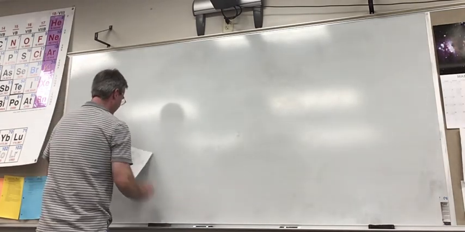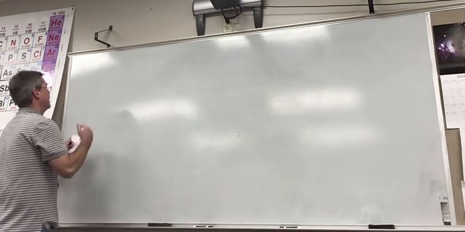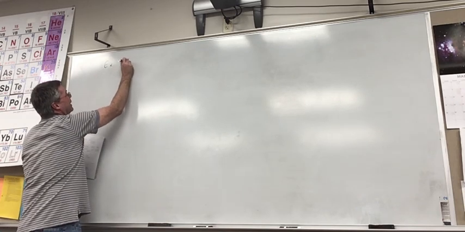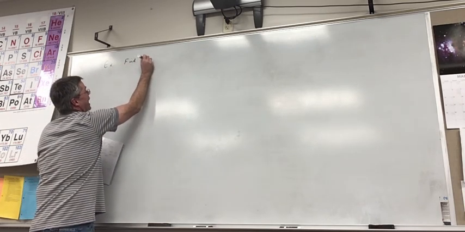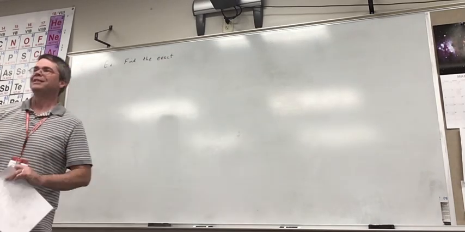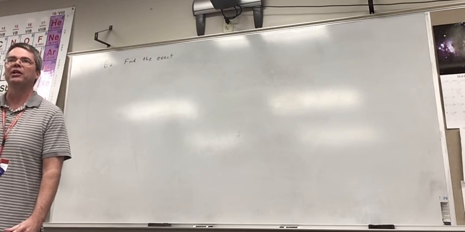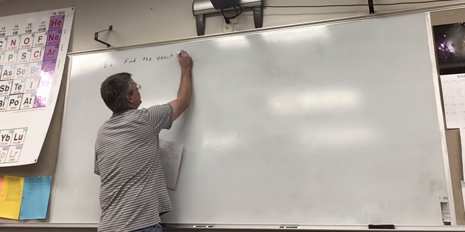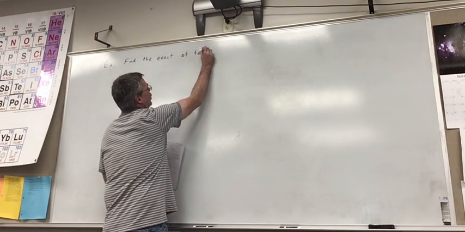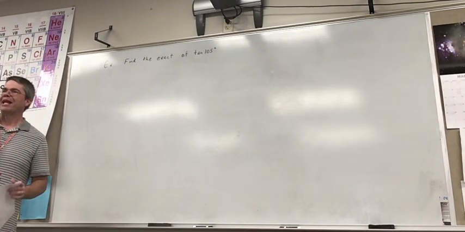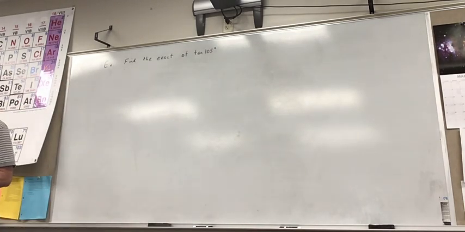So let's do one with tangent. We want to find the exact value. When it says exact value, it means not a decimal number. It's going to be a number that has radicals in it. So find the exact value of tangent 105 degrees. We've got to pick two numbers that add up to 105, or subtract them and you get 105. And you get to pick.